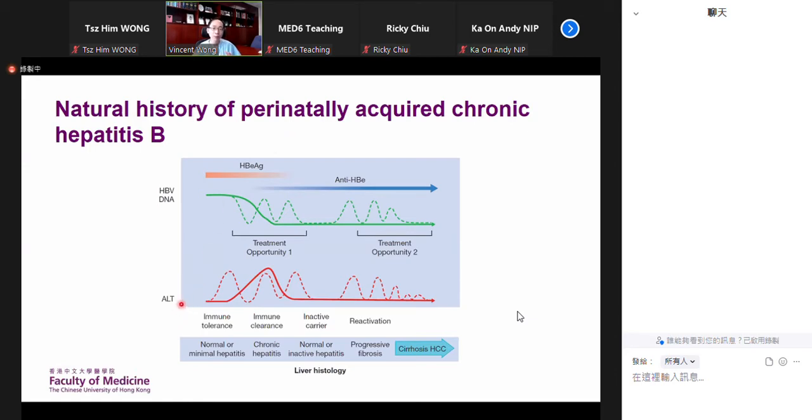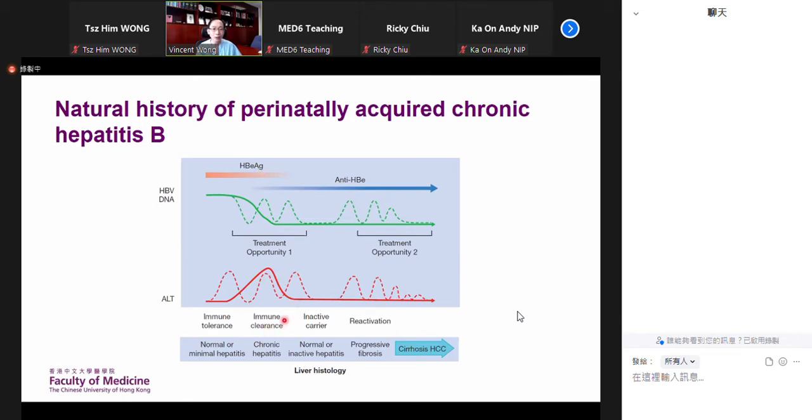Now, because the baby acquires the virus from the mother, at that time the immune system is immature, and the body would think that the antigens that it encounters during early childhood would be part of the body, and therefore the body would not fight against the virus, and that is the reason for the immune tolerance phase. During this phase, the HBV DNA would be very high because there's little immune control. At the same time, the ALT would be normal. Even if you perform a liver biopsy, you will find very little necroinflammation or fibrosis. And during this stage, you will also see a positive hepatitis B e antigen.